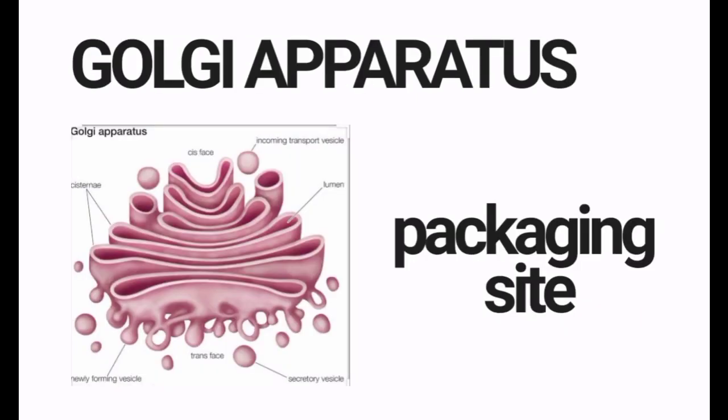Golgi apparatus, this is the packaging site of the cell. This is where the proteins synthesized, or built, by the ribosomes and transported by the endoplasmic reticulum are being packed. These proteins are packed for the use of other organelles inside the cell, or other cells outside of this cell. So ganun siya, packaging site of the cell.